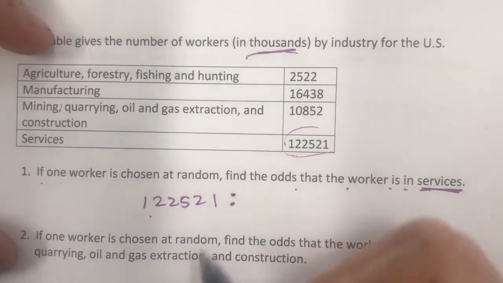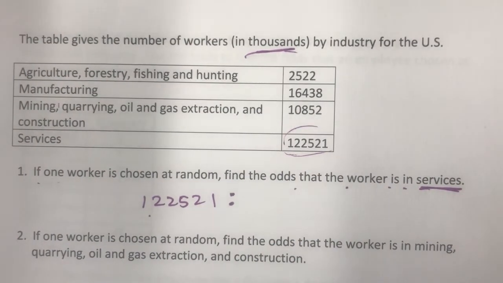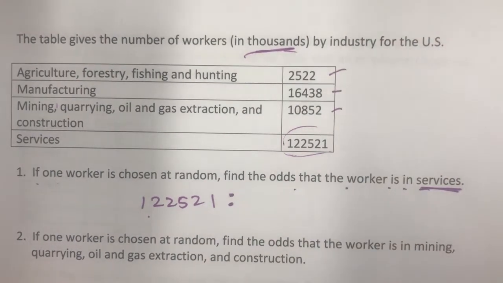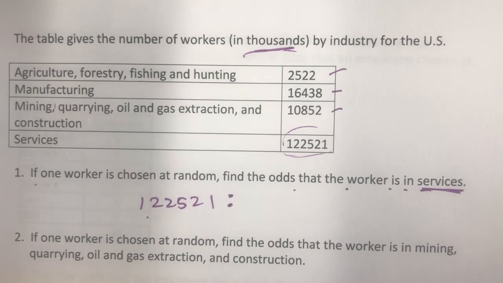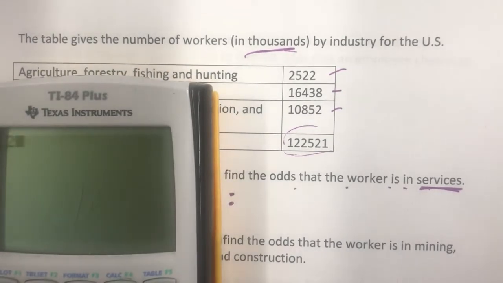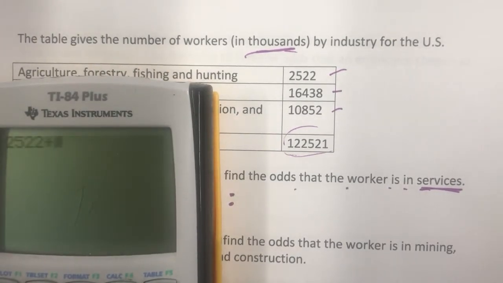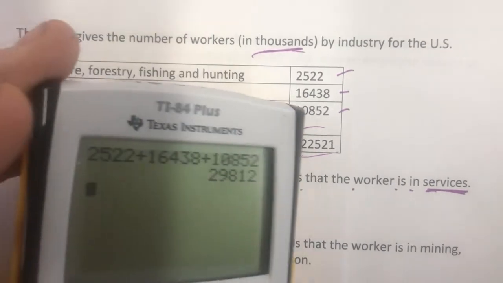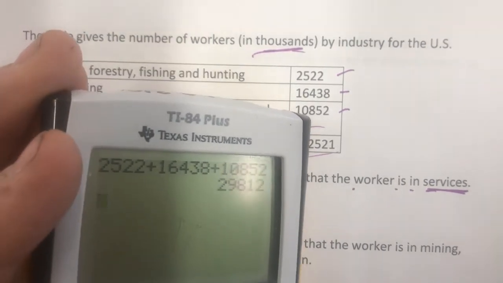That's what's favorable. All right, now what's unfavorable? Well, I've got to take these right here. These are not favorable because they're not services. So I need to add those up. So 2522 plus 16438 plus 10852. Add those up, and what does it come out to? 29,812.